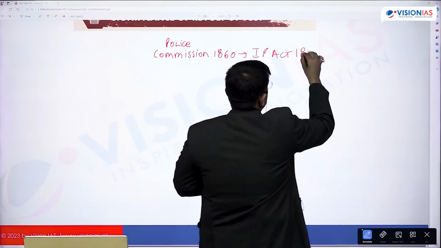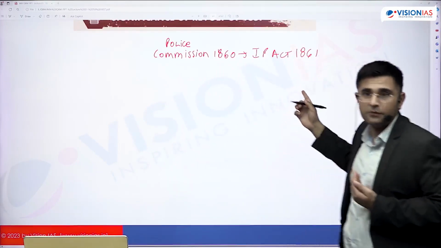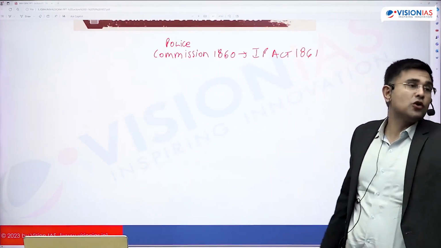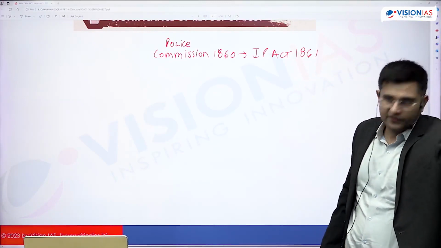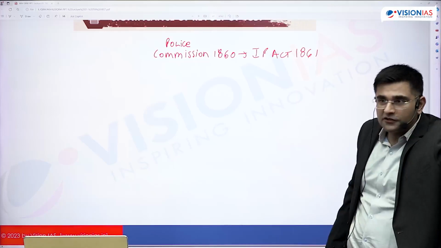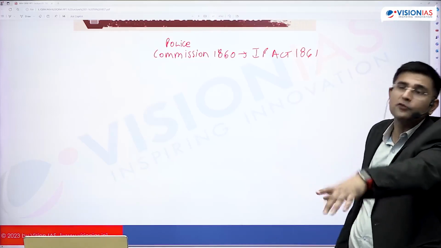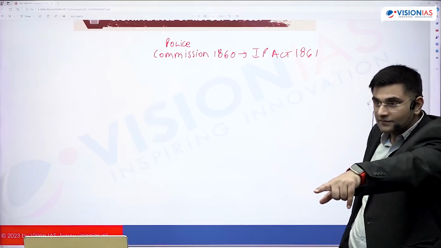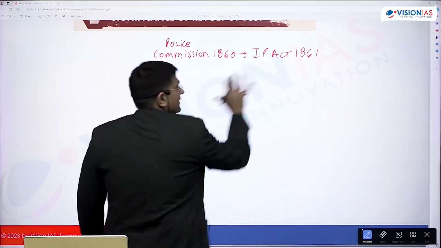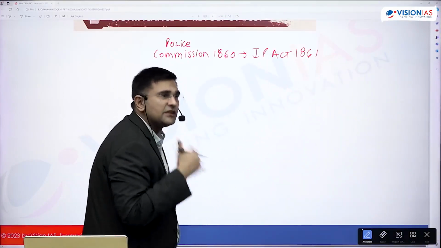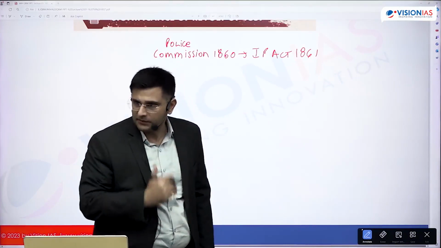The IPS is created by this. The Indian Police Service is created by this, but they do not make Indians IPS. The first Indian IPS came in the 1920s, I think. Right? So the British were ready to make you ICS. They were not ready to make you IPS. Why? Because they did not want guns in the hands of Indians. Right? So what this act does is that the concept of state police comes. Maharashtra police, Bihar police, this concept came here.